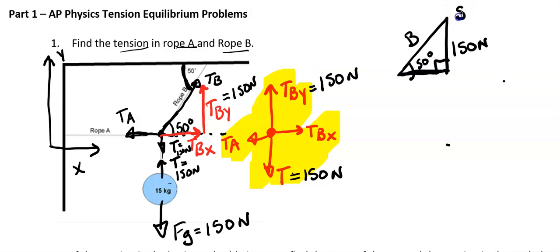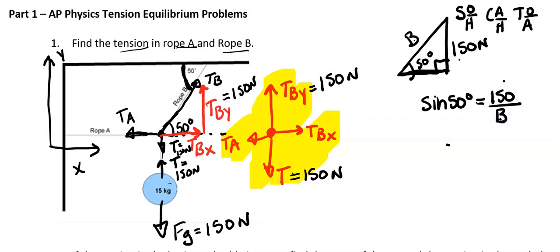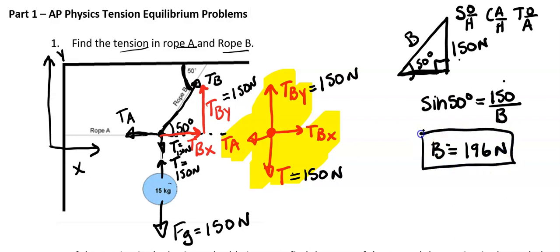Cool. I'm going to put my SOHCAHTOA up. I know I'm going to have to use trig. If I know an angle and a side, I'm going to have to use good old trig. Let's set it up. The first one I know is opposite and hypotenuse. So sine of 50 degrees equals opposite, 150, over hypotenuse, which is B. Do some handy dandy trig, and I get B to be 196 newtons after I solve. Make sure your calculator is in degrees and not radians. So I know B is 196.